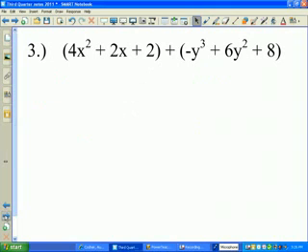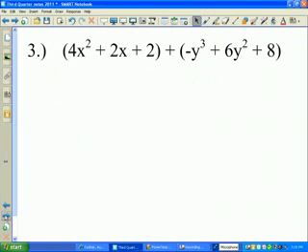Okay? Now, let's give you a little challenge. It's just a little one. Stop freaking out. Okay. So we're still adding because I have that addition symbol in between those two sets of parentheses. We have 4x squared plus 2x plus 2. Negative y cubed plus 6y squared plus 8.